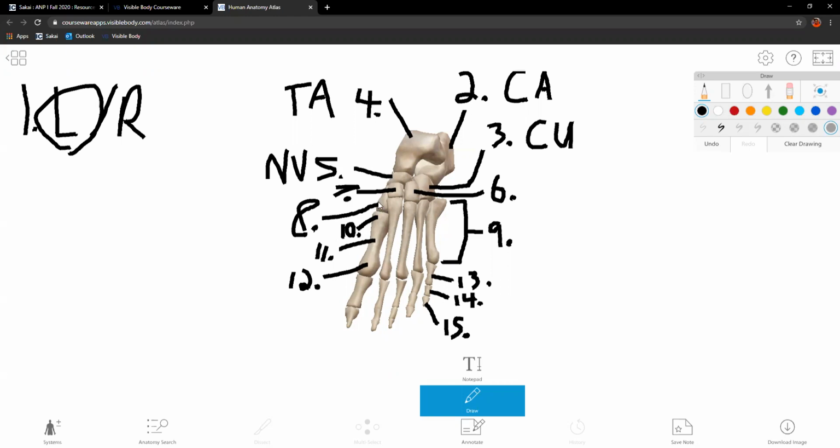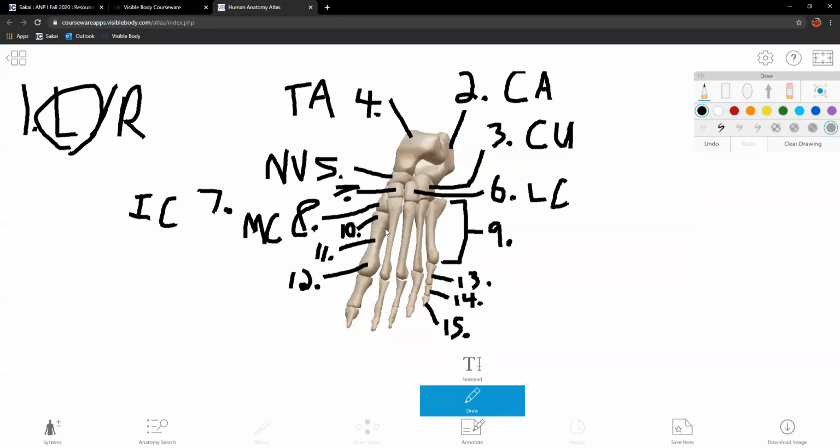Number 6, 7, and 8 are going to be your cuneiforms. But specifically, number 6 will be your lateral cuneiform. 7, I'm just going to bring this one out here. 7 is going to be your intermediate cuneiform. And then number 8 will be your medial cuneiform. So again, that big toe is going to be medial side. So your medial cuneiform will be on your medial side. Intermediate is going to be in between your lateral and medial, and then lateral is going to be right next to your cuboid and on the lateral side of your foot.